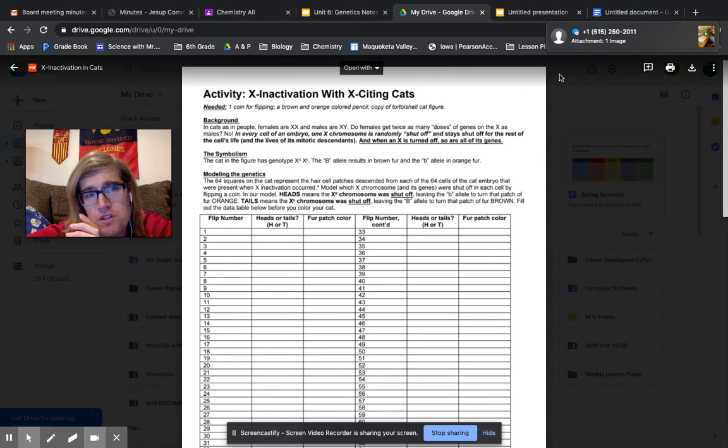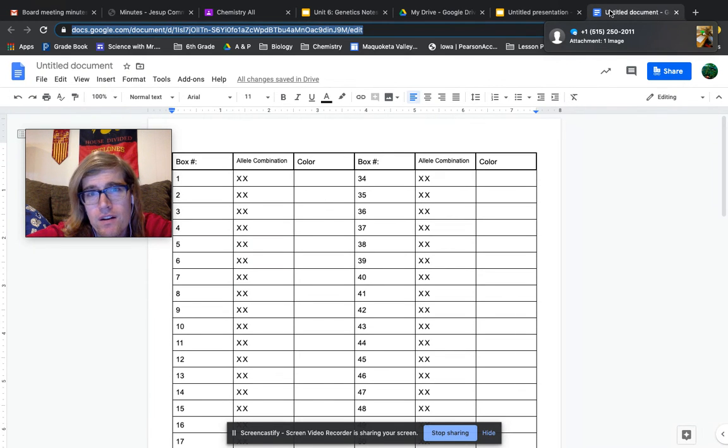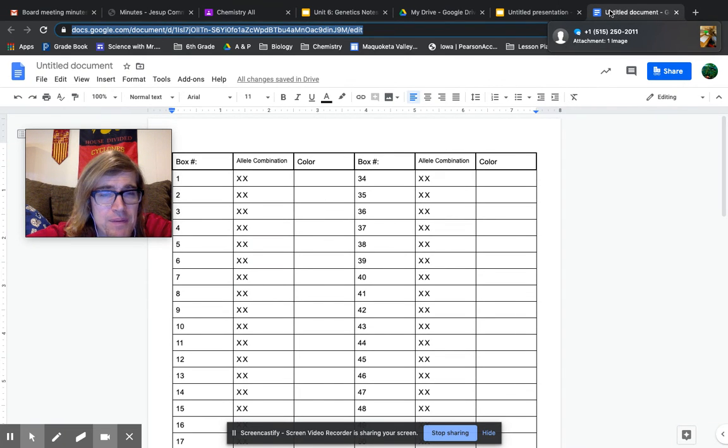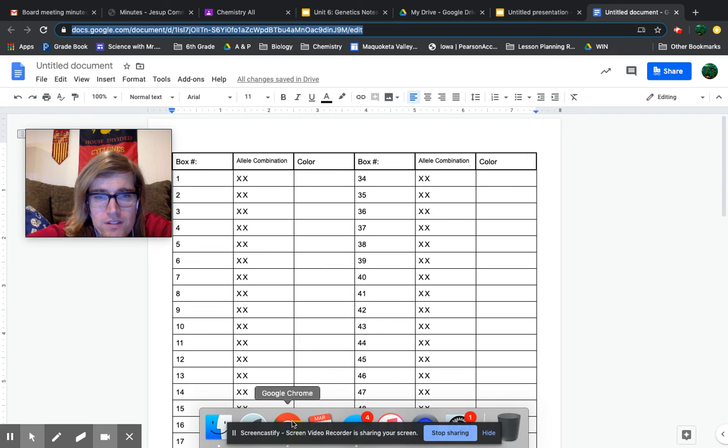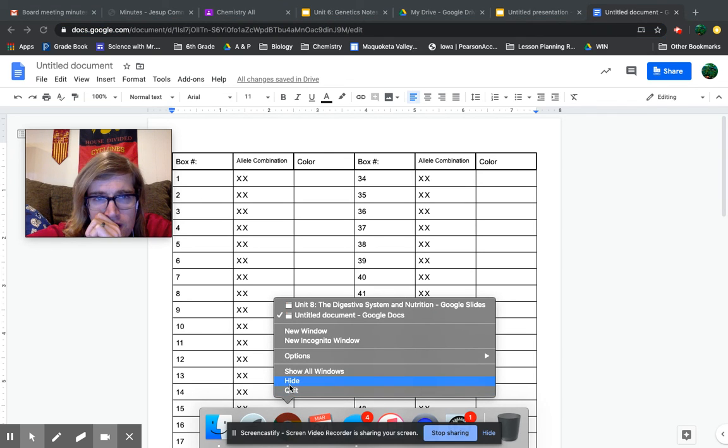All right, so what I'm going to share with you is an editable document. Right here you have the allele combination, you have the boxes. Like it said, you are going to need to flip a coin. I'm going to use a digital one just so you can see my results.